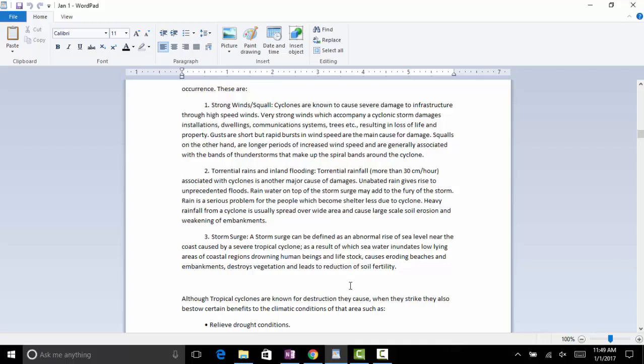When a cyclone reaches the coast, it brings very high waves on the coastal areas, and ultimately it inundates the coastal areas and causes destruction because of these high waves. See, storm surge. Surge means, in fact, the waves are being surged because of the impact of this storm, that is the cyclone.